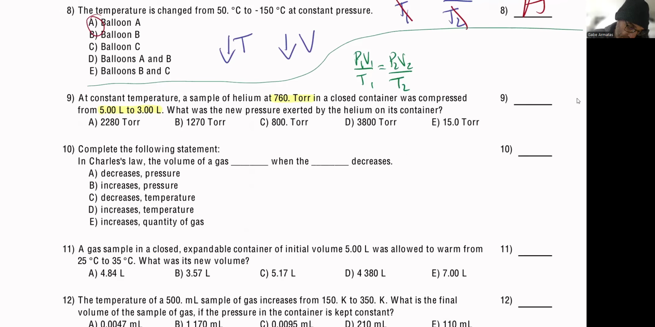In a closed container, it was compressed. What is the new pressure exerted by the helium in its container? Okay, off we go. I want my answer in torr. We don't need to change the pressure. It does not need to be in atmospheres. The only thing that always needs to be converted is temperature, which has to be in Kelvin.